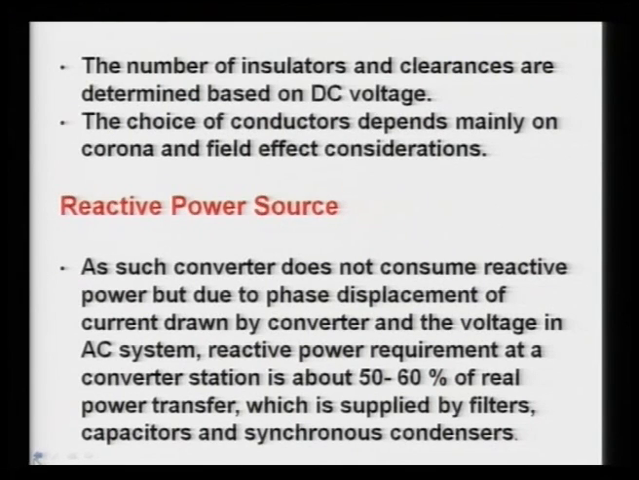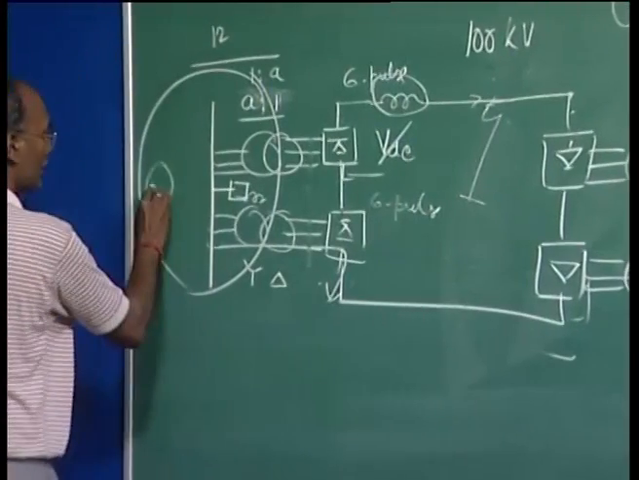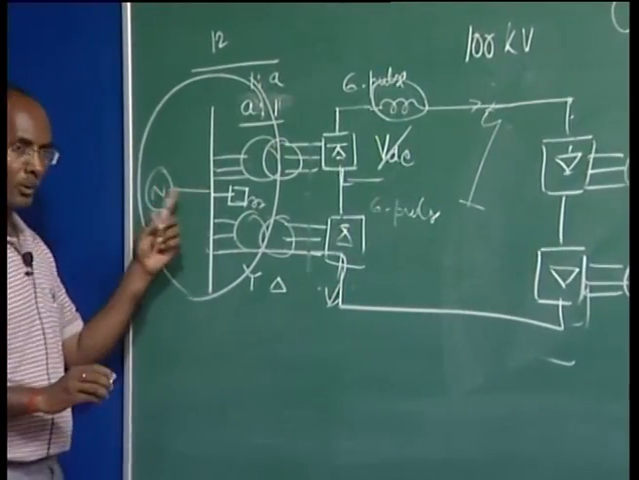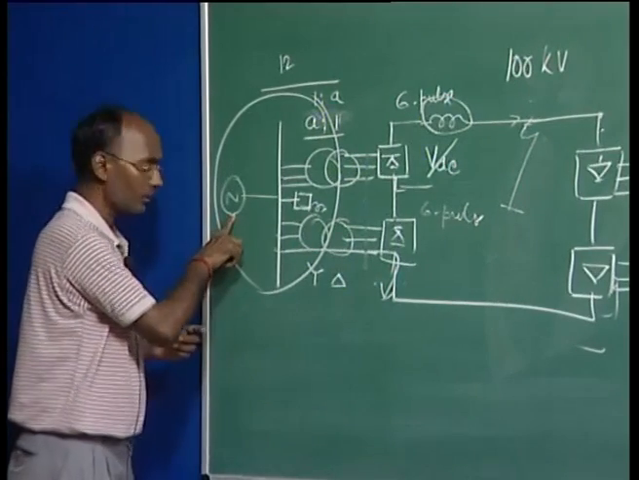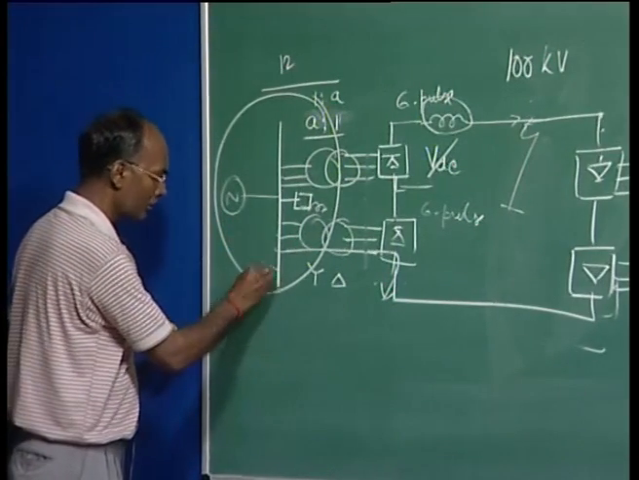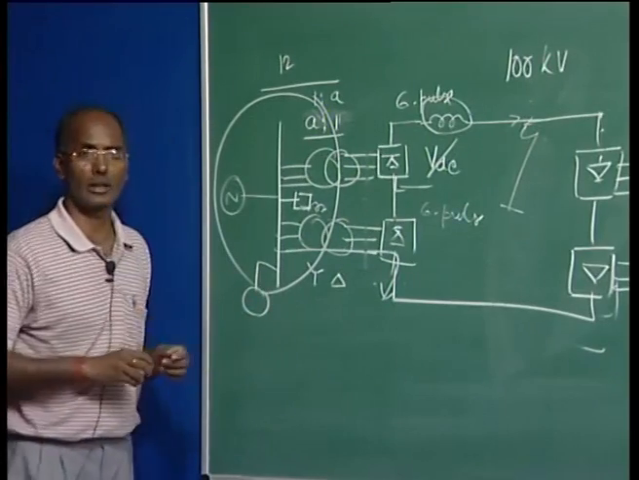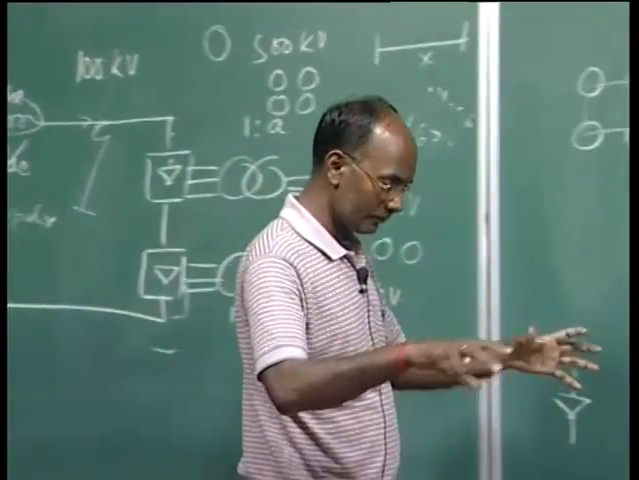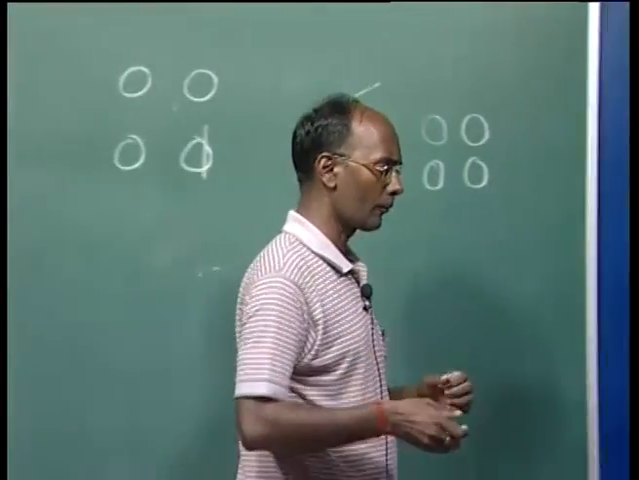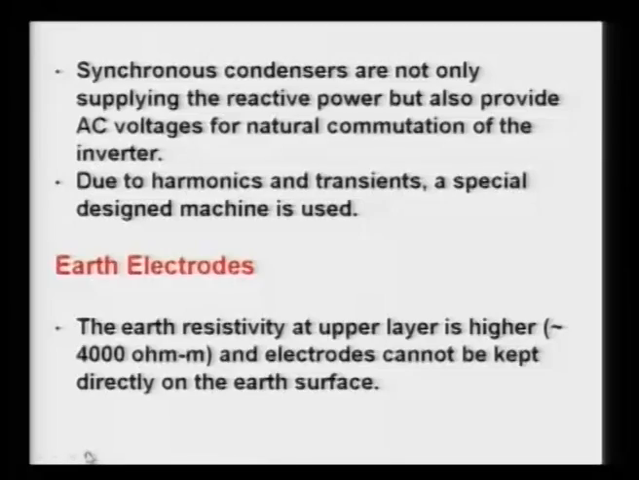Sometimes your HVDC link is very near to the generating station, so generators are also capable of providing reactive power support whenever required. Also, sometimes we use a synchronous condenser if the generators are not there, or you can use capacitor banks. Normally, in the load centers, we have to go for capacitor banks. This is preferable because synchronous condensers are expensive. Sometimes small synchronous condensers are used.